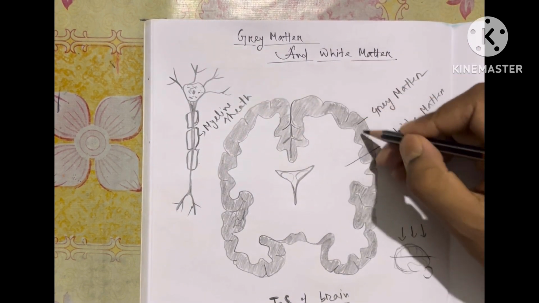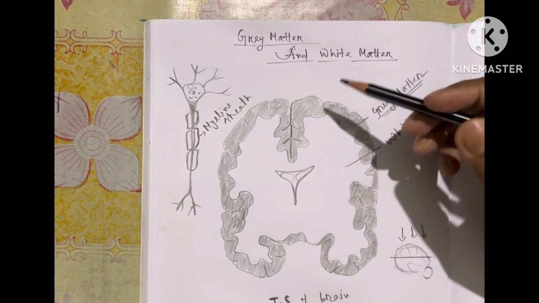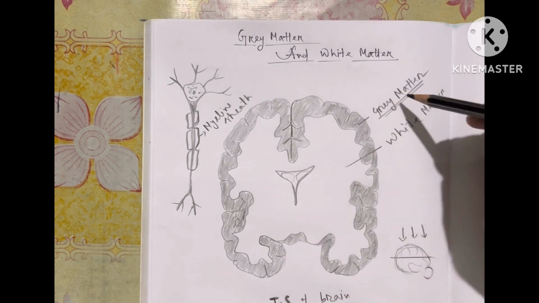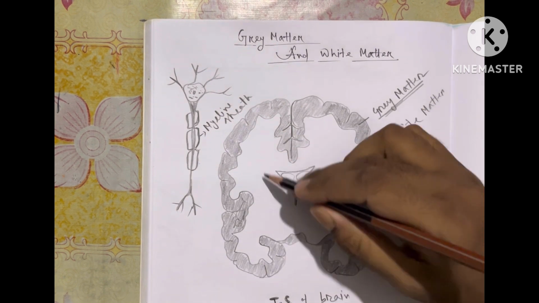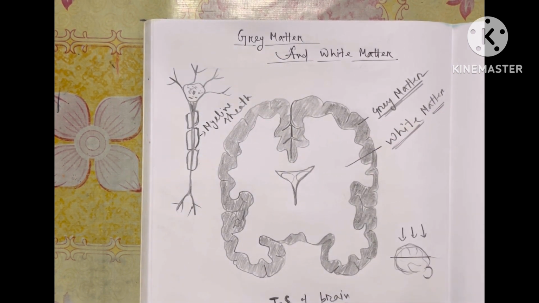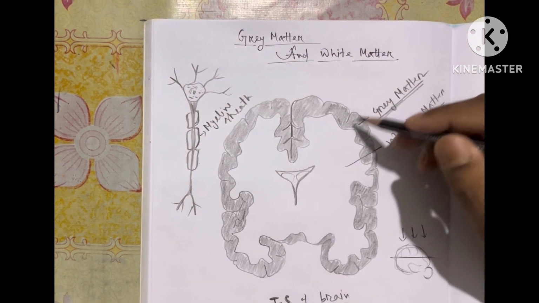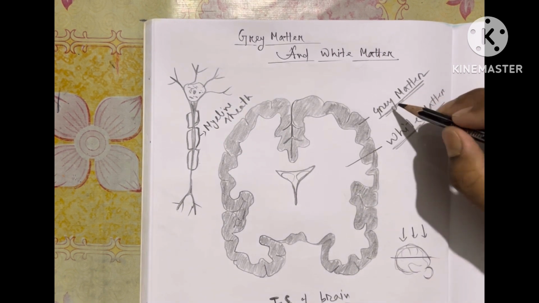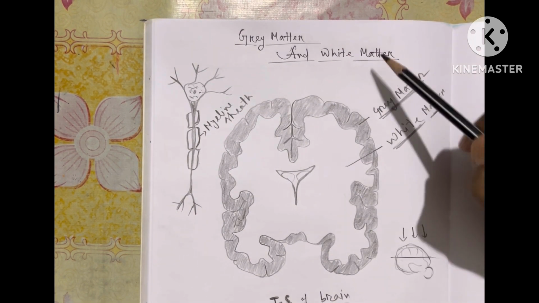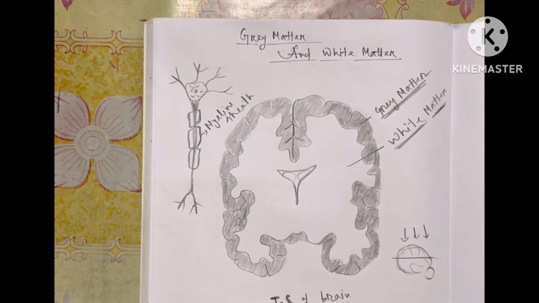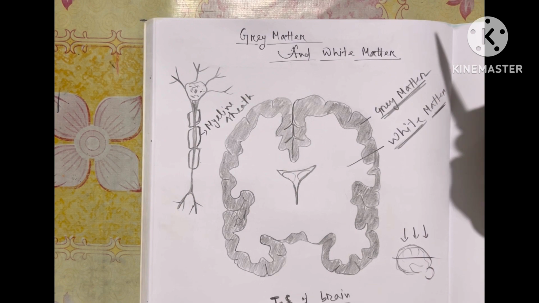In our brain, the peripheral layer is called cortex, and the cortex is gray in color. In the cerebellum also, the cerebellar cortex is gray in color, and the middle inner core is white in color, both in cerebellum and cerebrum. Here we are discussing the cerebral gray matter and cerebral white matter. So why is it gray and why is it white? That is the question. I think you are now clear about what is gray and what is white matter in our cerebrum.